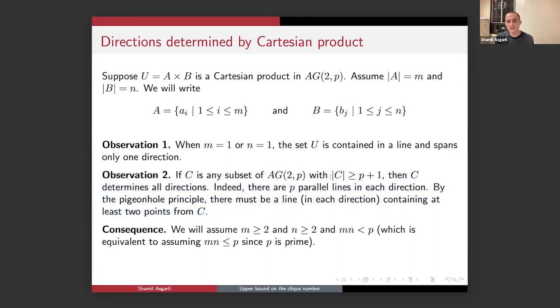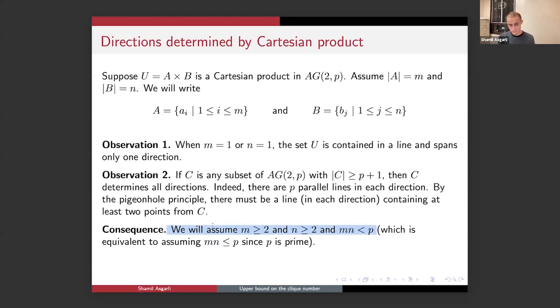And well, in this case, my set is a Cartesian product, which has mn elements. That means if mn is bigger than or equal to p plus 1, I'm done. There's nothing to do. So therefore, I can assume that mn is at most p. But p is prime. So mn at most p is equivalent to assuming that m times n is strictly less than p. So these are going to be our assumptions in the theorem.